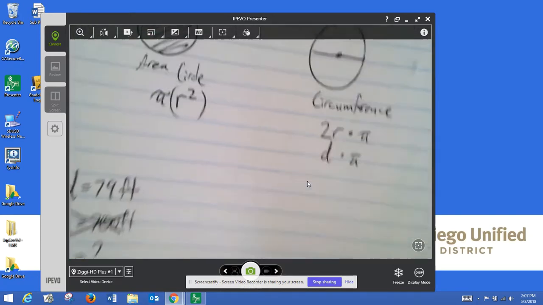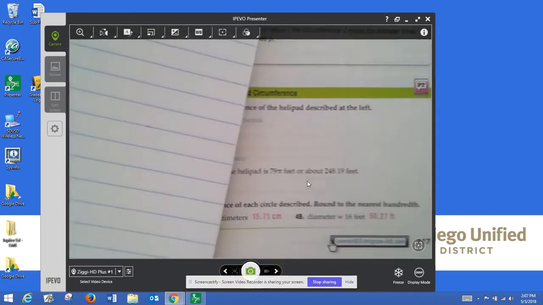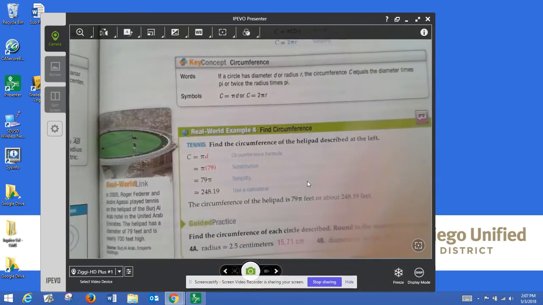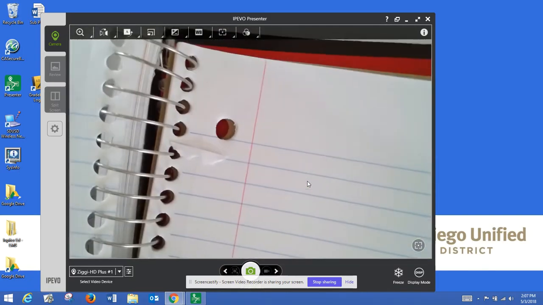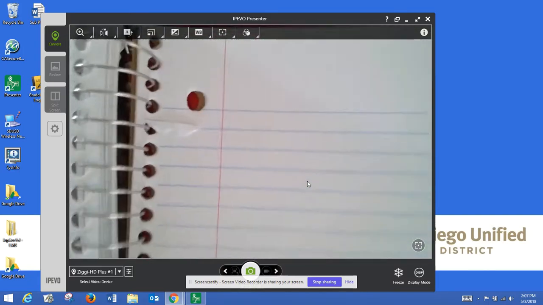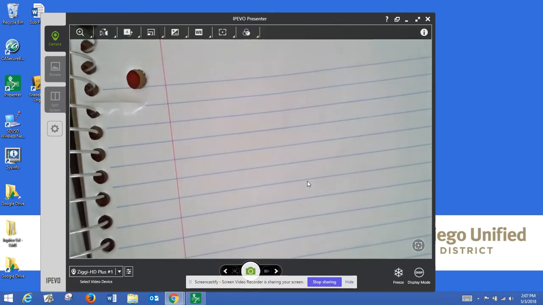So anyways, that's how you quickly calculate the circumference. Let's go to the next point here. Okay, so let's give you a tougher problem now.